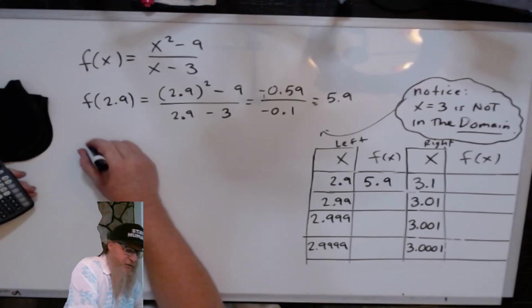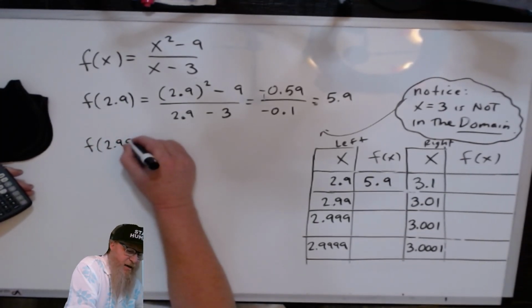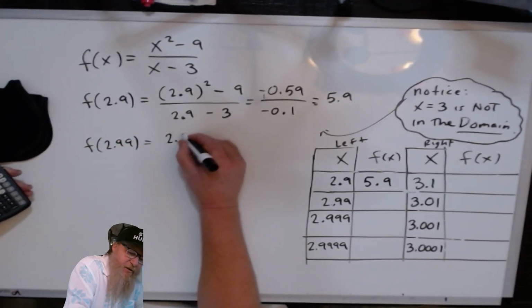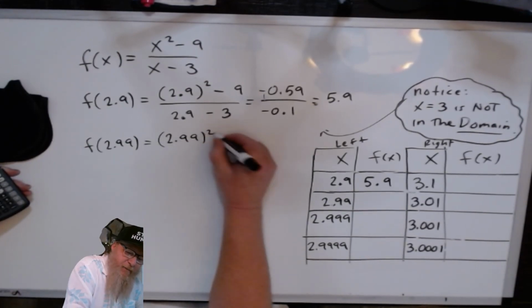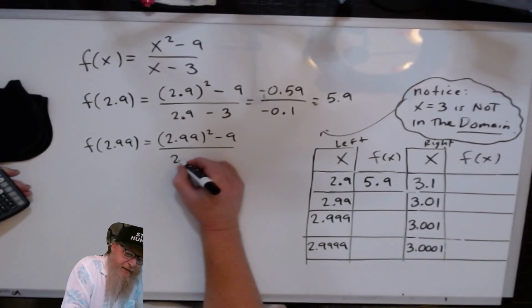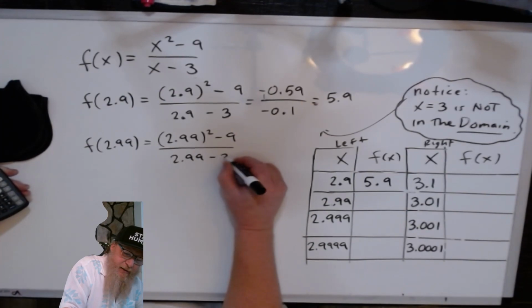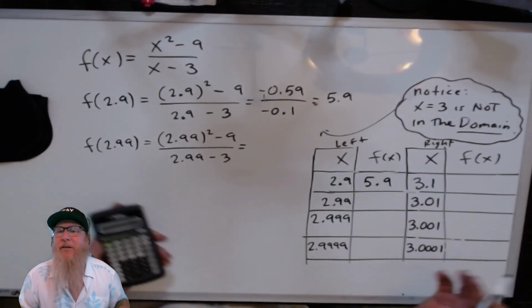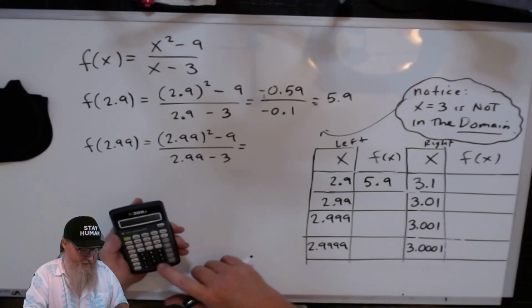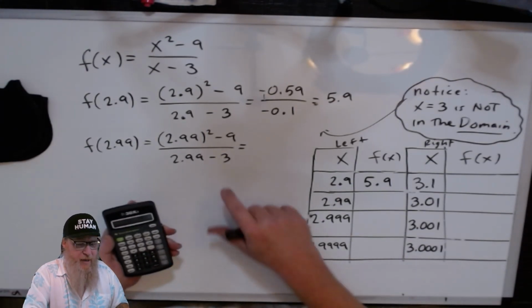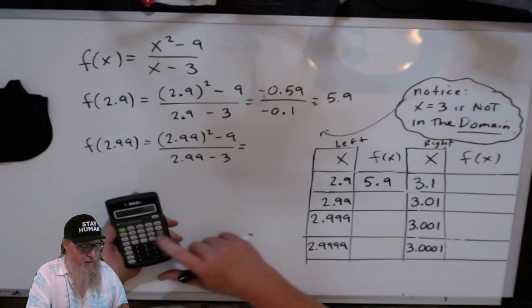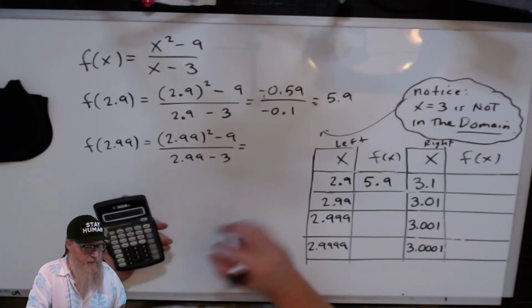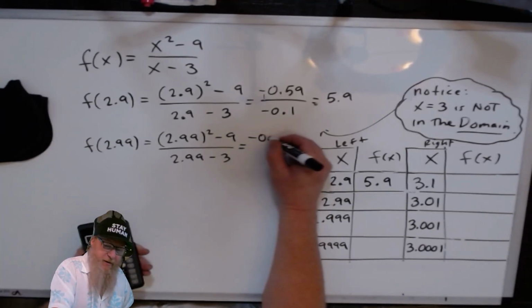So let's try the next one. 2.99. Some of them are so obvious that within a couple entries, you've already sort of predicted what's going to happen. I know I'm inclined to do that. Sometimes my prediction is right on, and sometimes it's not. I make mistakes too. So 2.99 squared minus 9. I'm starting to see a pattern here.